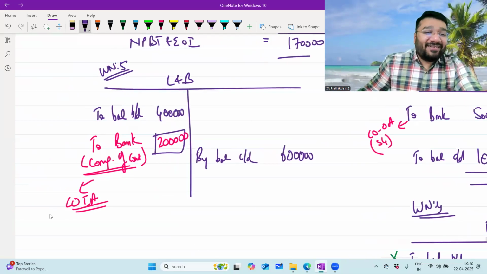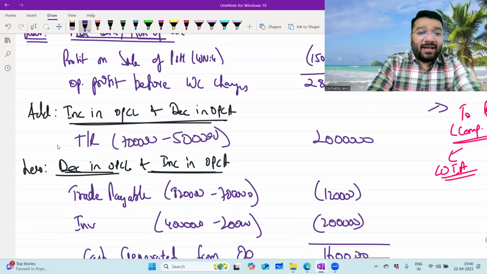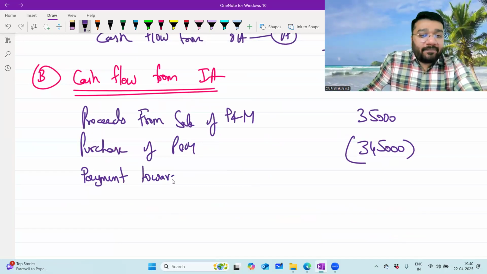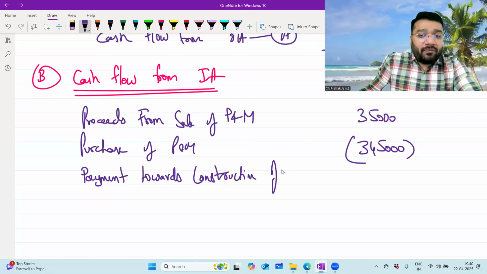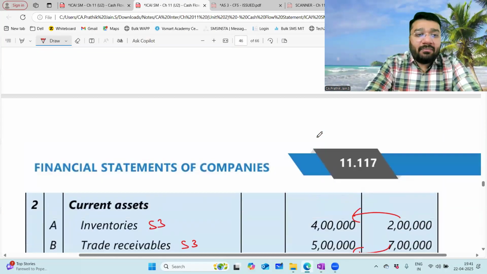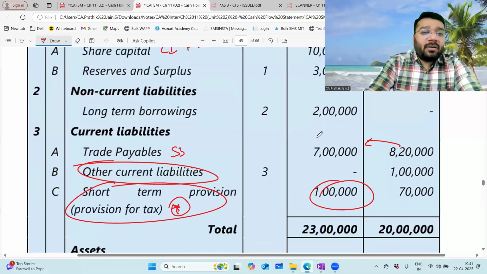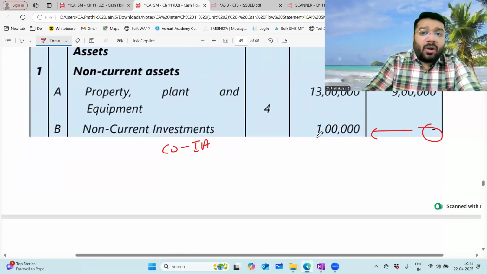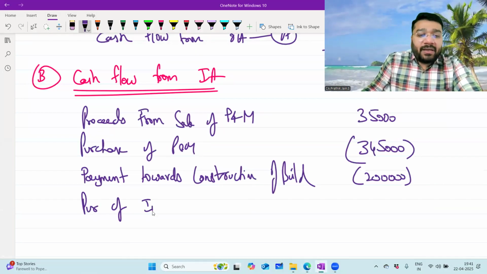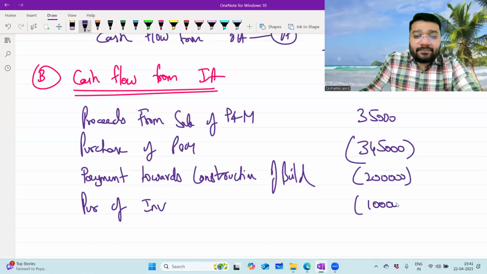Land and building. Construction of building, 2 lakh. Payment towards construction of building. How much? 2 lakh in bracket. Then come back from the beginning, balance sheet. Non-current investment from 0 it became 1 lakh. So purchase of investment, again in bracket, 1 lakh.